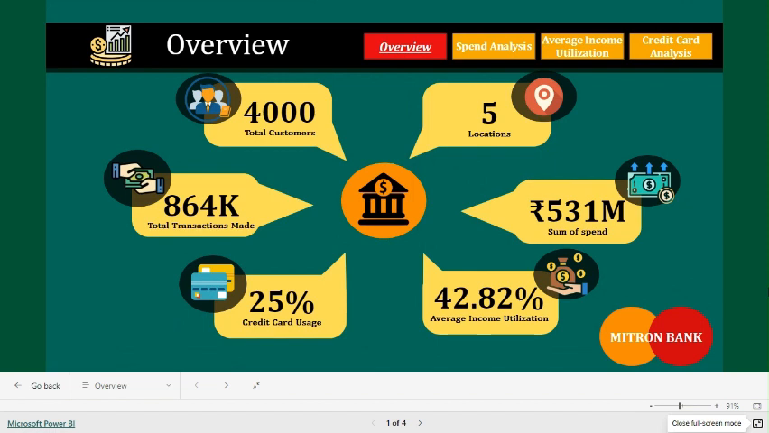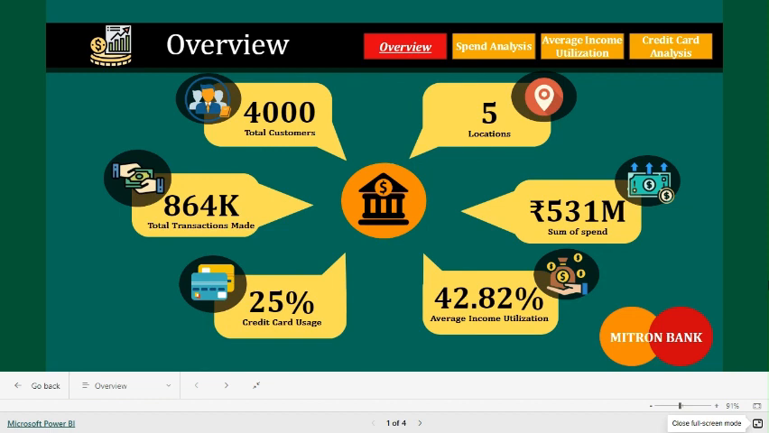So here is the brief overview about the bank in consideration, which has in total about 4,000 customers with its branches spread across 5 locations. These customers made about 8,64,000 transactions worth 531 million rupees. Out of all these transactions made, 25% or one-fourth of the transactions were made using a credit card. The customers of Mitron Bank have an average income utilization of 42.82%.